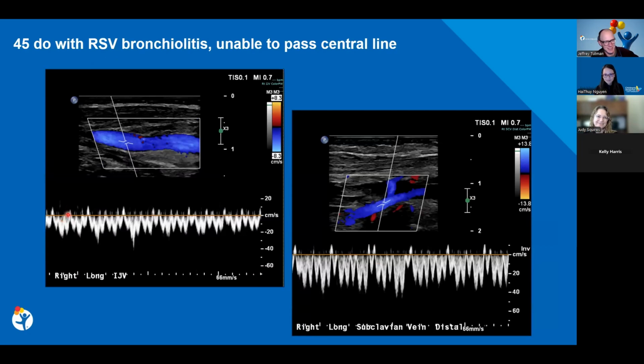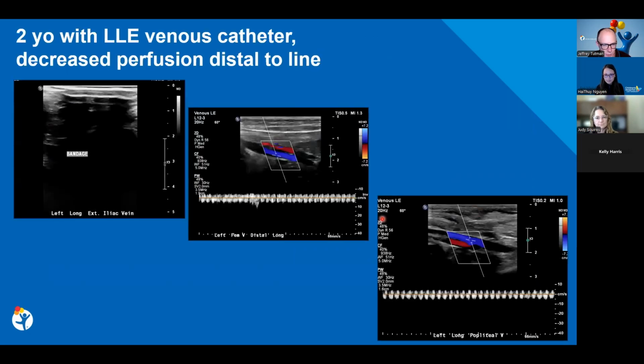And a couple of cases, again, I mentioned before the artifact you can get from oscillators. So you get these very weird looking waveforms. In these particular cases, I rely a lot more on the color imaging and the compressibility to make sure they're patent. But I think you completely lose that ability to assess the waveforms.